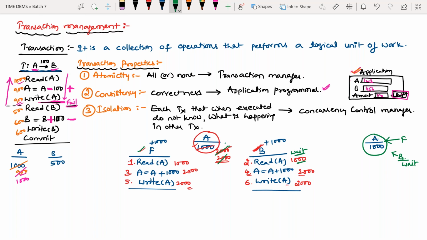After it writes 2000, after this 1000 changes to 2000, the operation of F is completed. Once the operation of F is completed, F is going to release the lock. After F releases the lock, B should get a lock on A. Now after B acquires the lock on A, B should read the account balance A.